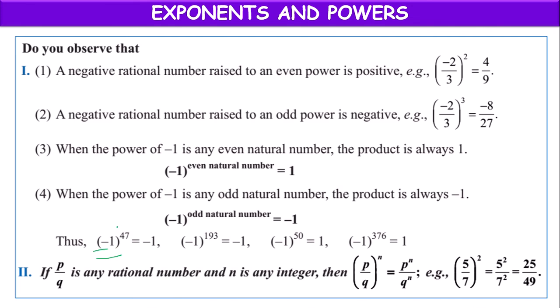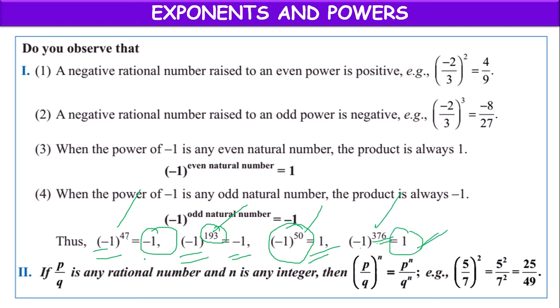So -1 whole power 47, you can take, but the answer is -1. No need to calculate. -1 whole power 193, odd number, -1. -1 whole power 50, even number, answer +1. -1 whole power 376, even number, answer +1. Like that, for -1, if the power is an even natural number, then the value is 1. If the power is an odd natural number, the value is -1.